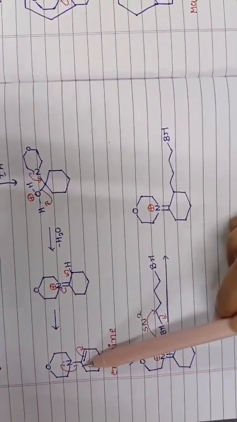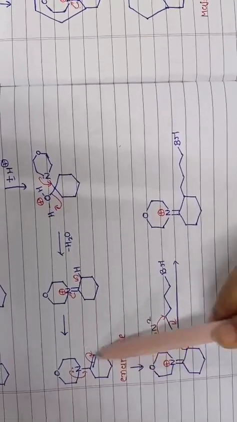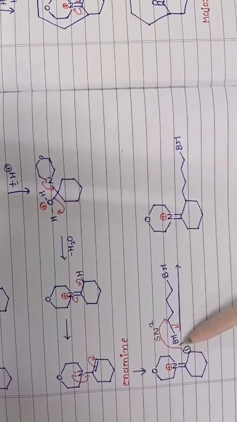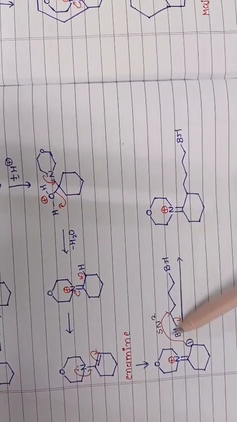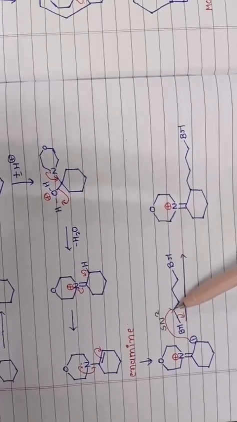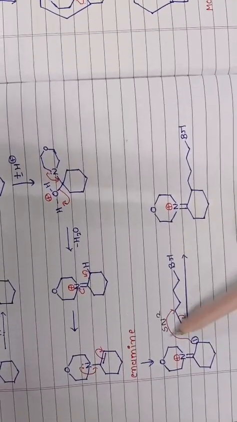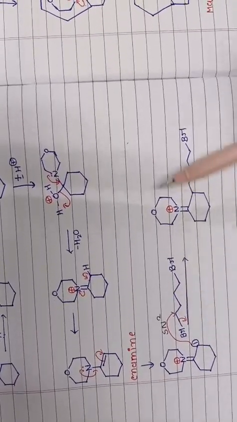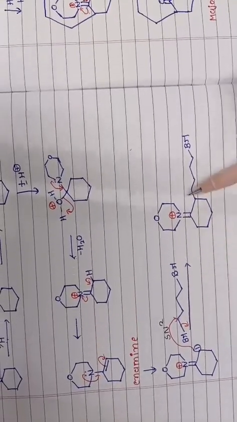Now nitrogen donates its lone pair and the double bond shifts towards the carbon and it forms a negative charge. Now this negative charge attacks the electrophilic carbon, and this is also called SN2, where the nucleophile attacks the electrophilic carbon and the leaving group leaves at the same time. Now this carbon attaches to the ring and this structure is formed.